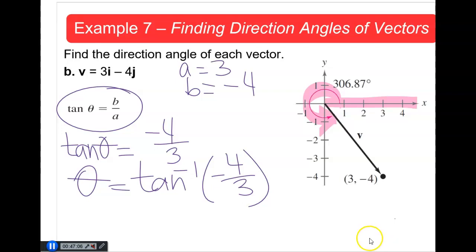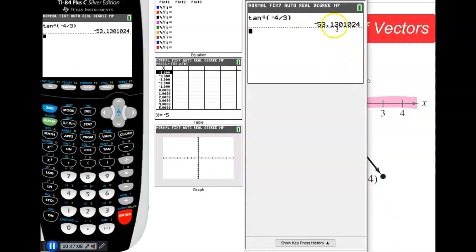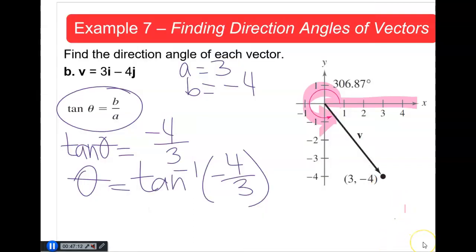So with the calculator, we got negative 53.13. Let's round it to that. So we can see here that it could be negative 53.13. So that will be an angle. Let's give it another name, actually.